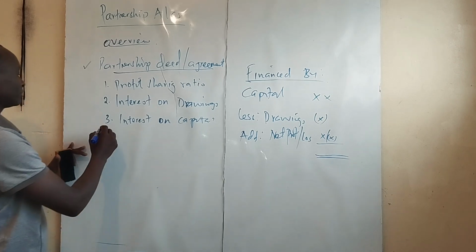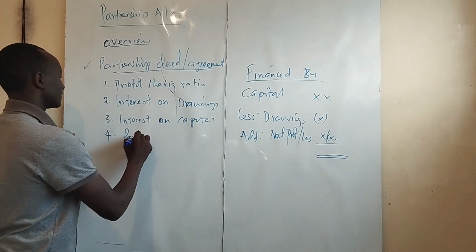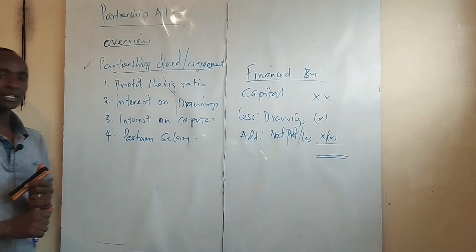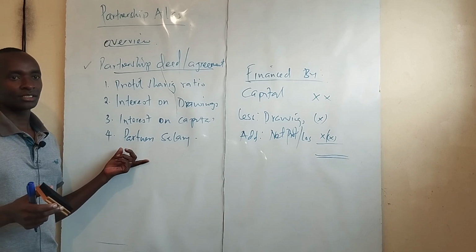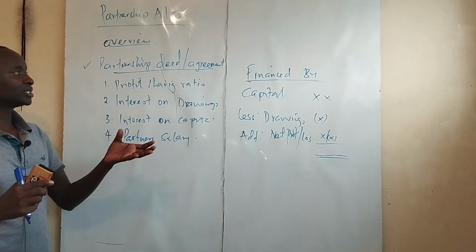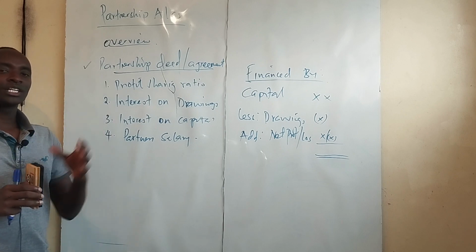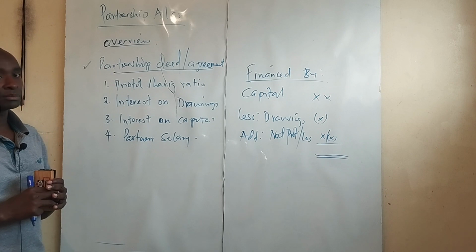So again, the partnership deed must state the partner's salary. This is for the very active partners. In most cases, the partnership business pays that very active partner for the dedication maybe he or she has in the running of the partnership business.